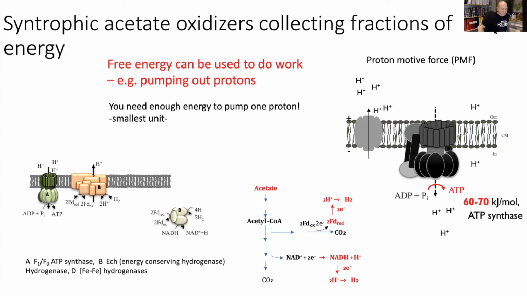Very cool. I've always been amazed by the thermodynamics and how they can actually, with such a low amount of energy, still find a way to eke out a living. And this is the way they found, actually. This is collecting these small fractions of energy by just pumping proton by proton. If they have enough, they can gain an ATP from it. So you only need that much energy to make one pump.